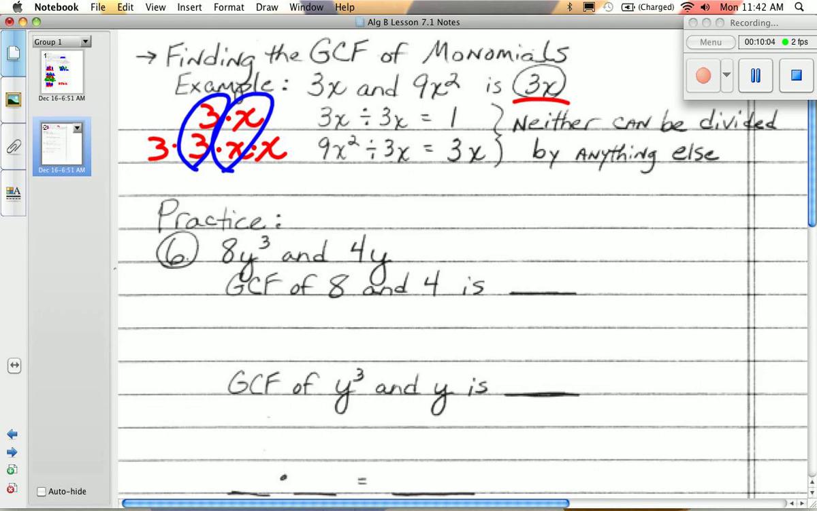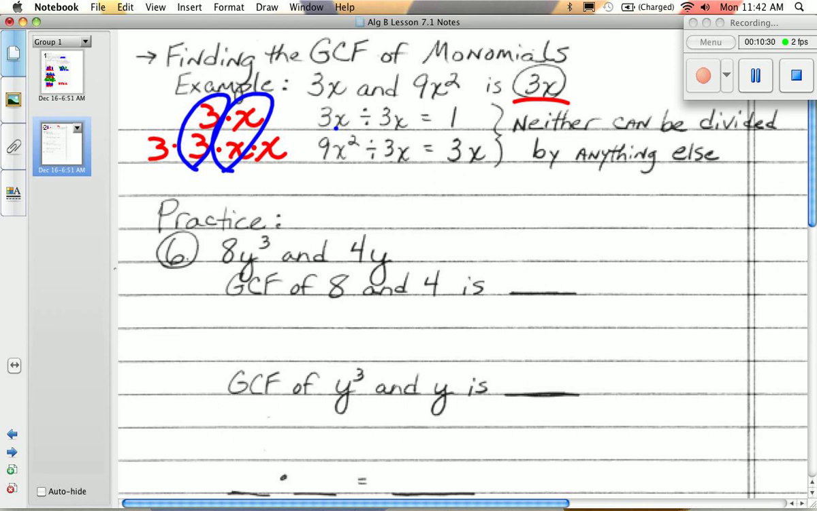Or, like I did here, I said 3x divided by 3x, just like we were doing on the front. We think they're both divisible by 3x, so we do it. 3x divided by 3x is 1. Anything divided by itself is 1. And 9x squared divided by 3x, remember how to divide? 9 divided by 3 is 3. x squared divided by x.